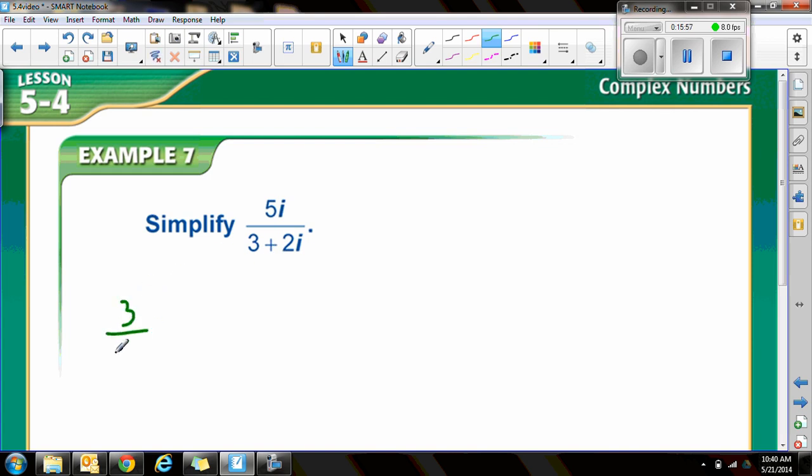So again, you've seen this already when you dealt with square roots. If you had 3 over 2 plus 2 square roots of 3, you would rationalize this by multiplying by the conjugate, which is 2 minus the square root of 3. So here, I'm going to multiply by my conjugate, which is 3 minus 2i.